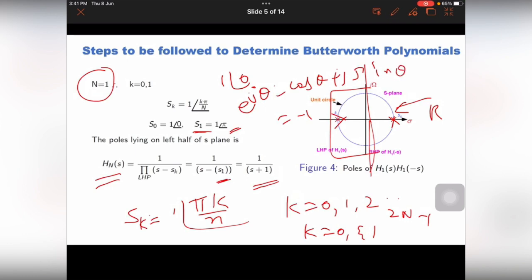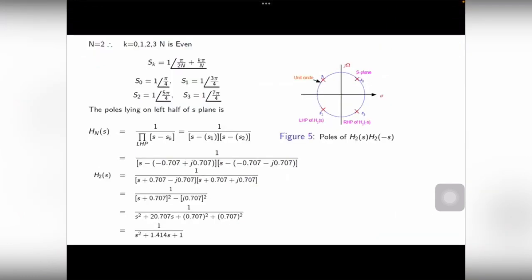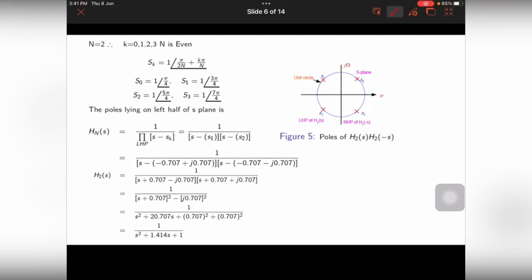Similarly, when n is equal to 2, you will get 4 poles. So n = 2 is an even number. In case of an even number, this formula can be used to calculate the Butterworth polynomial poles Sk. So what is the value of k? Again, k goes till 2n minus 1. So 4 minus 1 is 3. So k is equal to 0 to 3. You will get 4 poles.